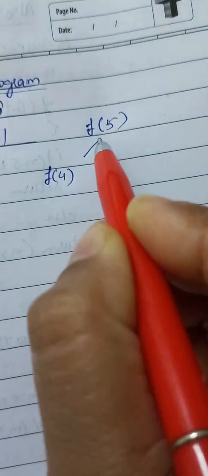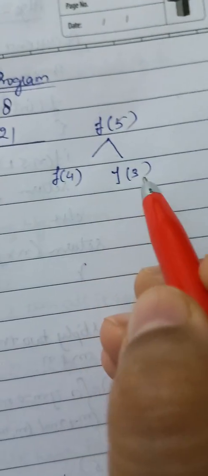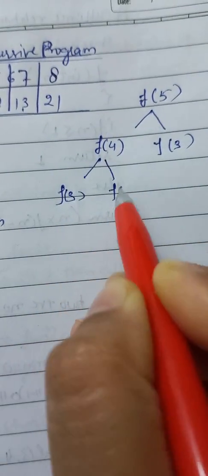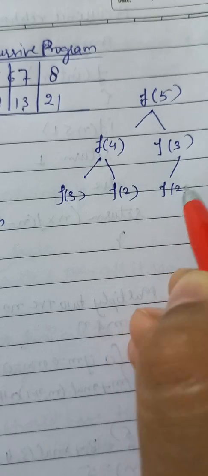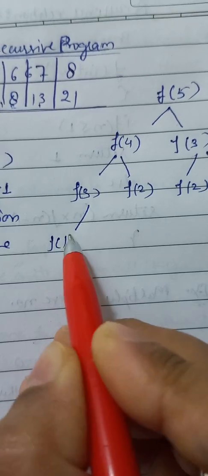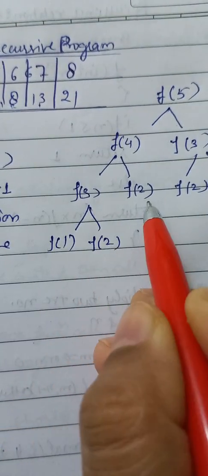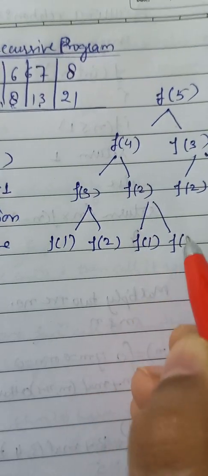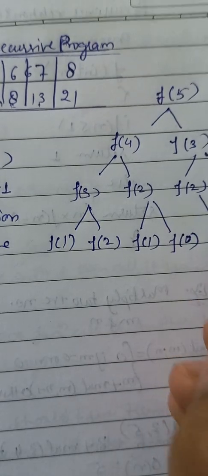So suppose we are going to write Fibonacci 5, so how are we going to get it? For Fibonacci 5, what is required? Fibonacci 4 and Fibonacci 3. And for Fibonacci 4, what is required? Fibonacci 3, Fibonacci 2. For 3, Fibonacci 2, Fibonacci 1. For 3, we require Fibonacci 1, Fibonacci 2. For 2, what is required? Fibonacci 1, Fibonacci 0.